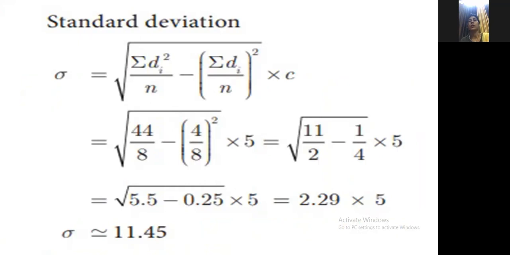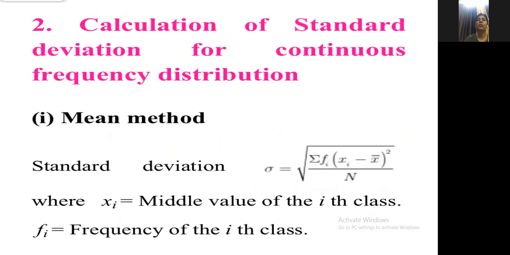After finding the square root, we multiply the value by 5. That is C, where C here is the class interval. So we start putting in the values, that is 44 by 8 minus 4 by 8 whole square. We get 5.5 minus 0.25, and the square root of that is 2.29, which is multiplied by 5. And we get the standard deviation of this question as 11.45. So the standard deviation we found is 11.45 for the given data set. This was the method which we call the step deviation method.